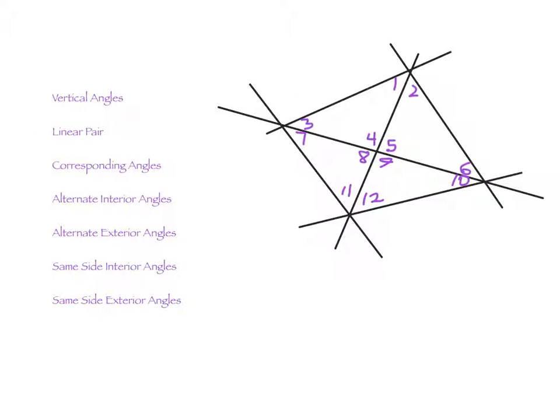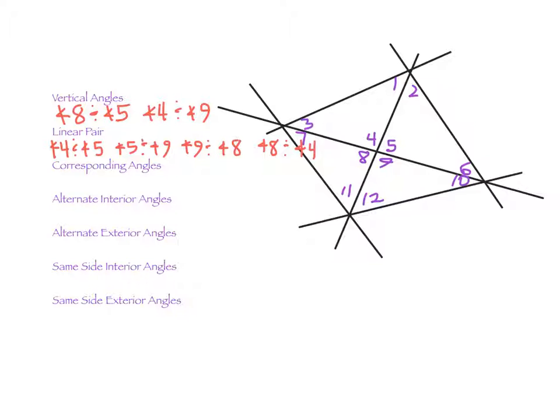So let's just run through a couple of examples. Vertical angles. I think you can see that in here 8 and 5 are vertical angles, and 4 and 9 are vertical angles. Linear pair. A linear pair is formed by a line, adjacent angles where one pair of sides are opposite. So 4 and 5 would be in a linear pair, 5 and 9, 9 and 8, 8 and 4.